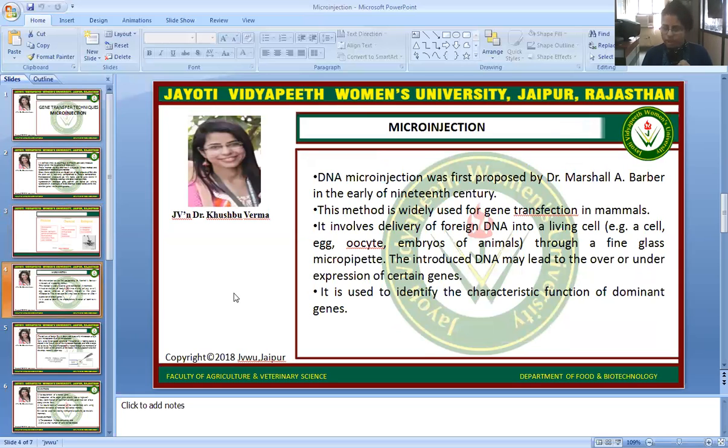Now come to microinjection, on which we will concentrate in this session. DNA microinjection was first proposed by Dr. Marshall A. Barber in the early 19th century. This method is widely used for gene transfection in mammals. It involves delivery of foreign DNA into a living cell, for example a cell, egg, oocyte, or embryos of animals, through a fine glass micropipette. The introduced DNA may lead to over or under expression of certain genes. It is used to identify the characteristic function of dominant genes.